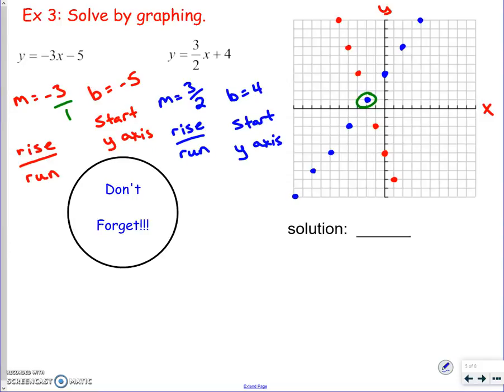So guys, we can see our two lines intersect here where I have it circled in green, and that is at -2, and it looks like a +1. So our solution here is -2, 1. You guys need to know that means x equals -2 and y equals +1.